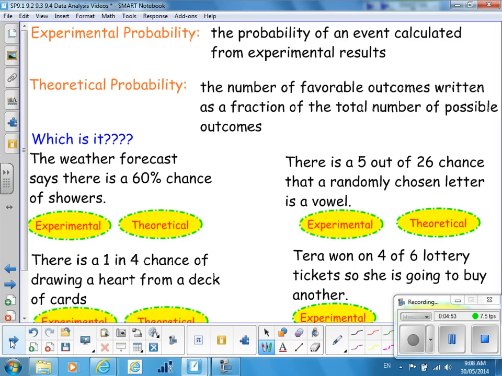Tara won on 4 of 6 lottery tickets, so she is going to buy another. This would be experimental probability. She's bought 6 and she happened to win 4 times. We know this isn't always going to happen. You could buy 100 lottery tickets before you ever win. So the fact that she won on 4 of 6, she's on a lucky streak right now, but it is experimental probability.